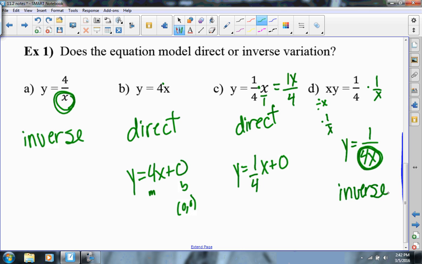So the point of this example is that there's lots of different forms that these equations can be in. But if there's multiplication between the variable and a number, that's direct variation. And if there's any time where you're dividing by a variable, then that's inverse variation.